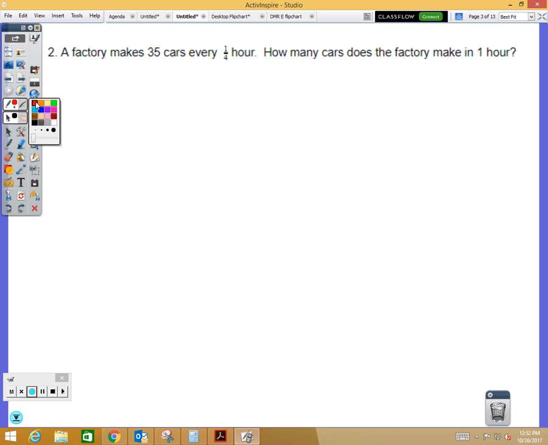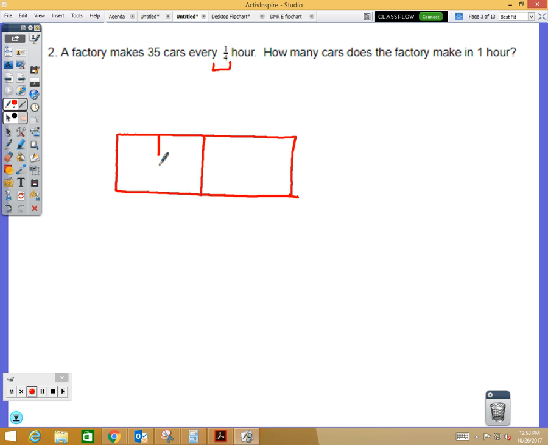Question number 2. A factory makes 35 cars every 1/4 hour. How many cars does the factory make in 1 hour? So how many pieces do I need in my rectangle? 4 pieces in my rectangle. Okay. So that shows 1/4. 4 1/4 equals 1 whole hour. And in each 1/4 I have how many? 35. So 35 cars in 1/4 of an hour would be how many cars in 1 hour? How'd you get 140?